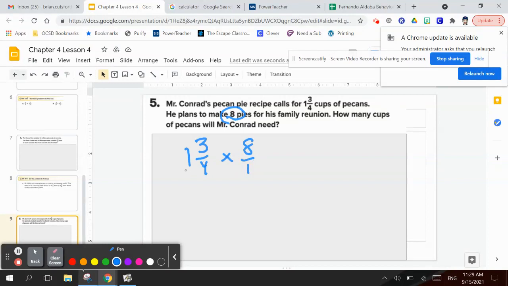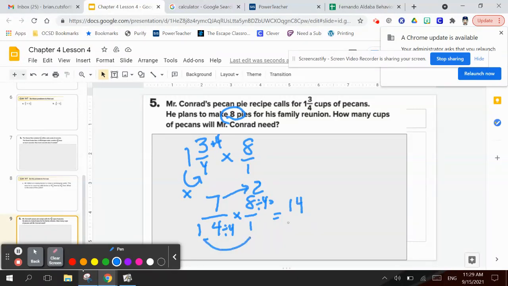So we're going to change 1 3/4 to an improper fraction. So I take 1 times 4 is 4. I add that to my numerator. 3 plus 4 is 7. 4 is my denominator, times 8 over 1. I know that 4 is a factor of 8. So 4 divided by 4 is 1. 8 divided by 4 is 2. So now I multiply. 7 times 2 is 14. 1 times 1 is 1. 14 over 1 equals 14 cups.